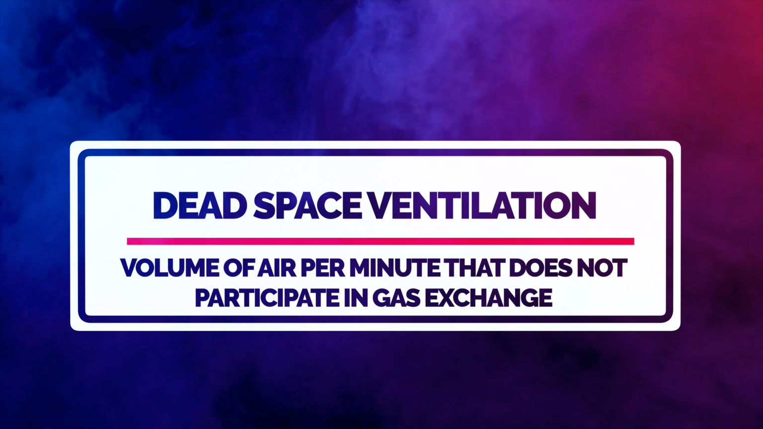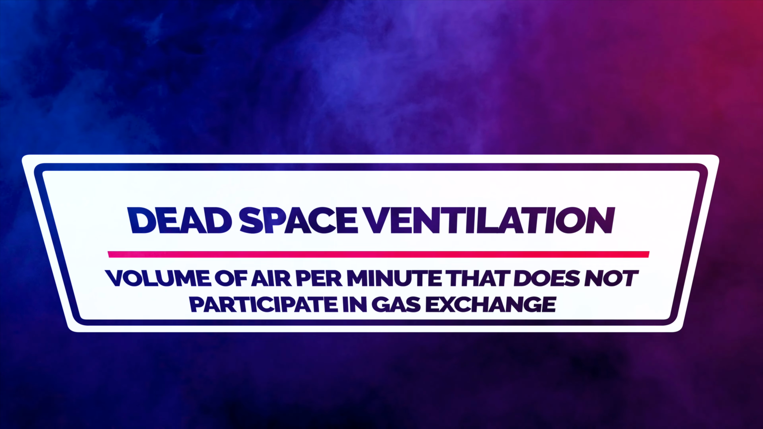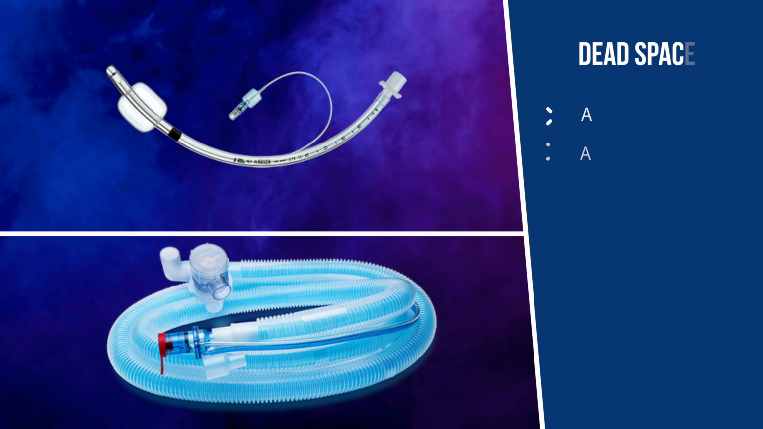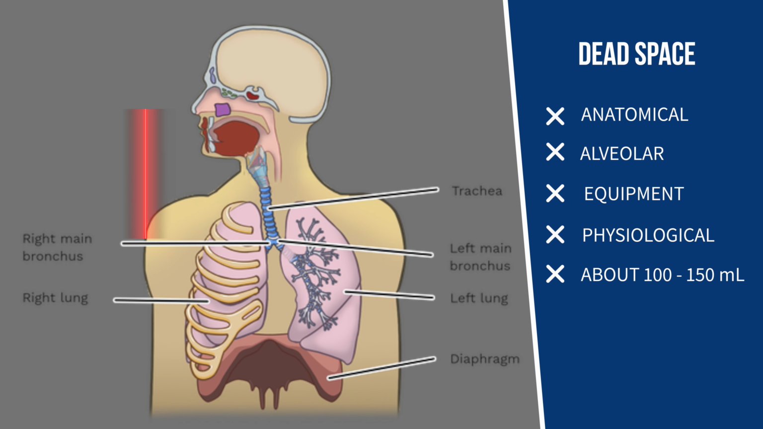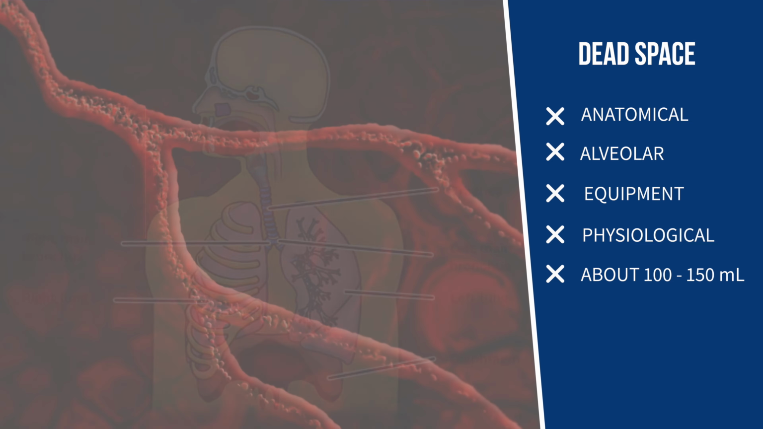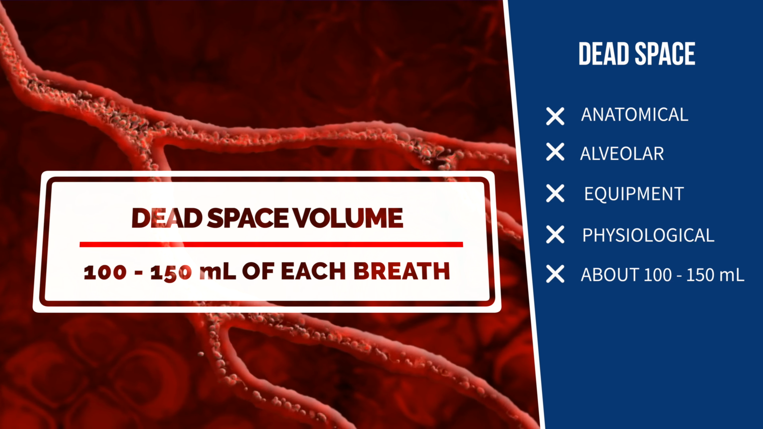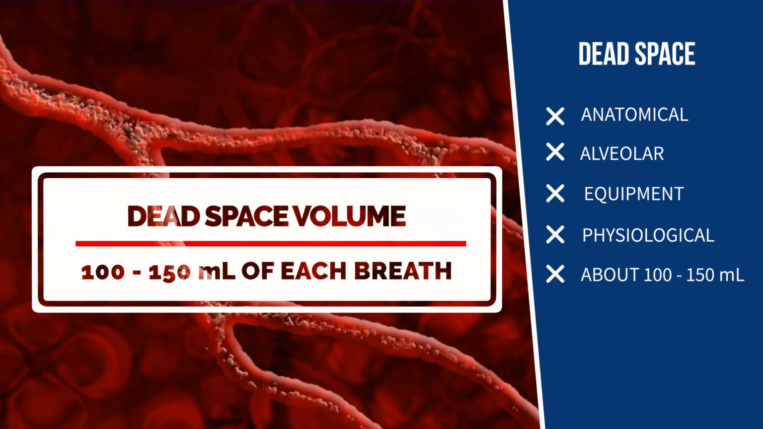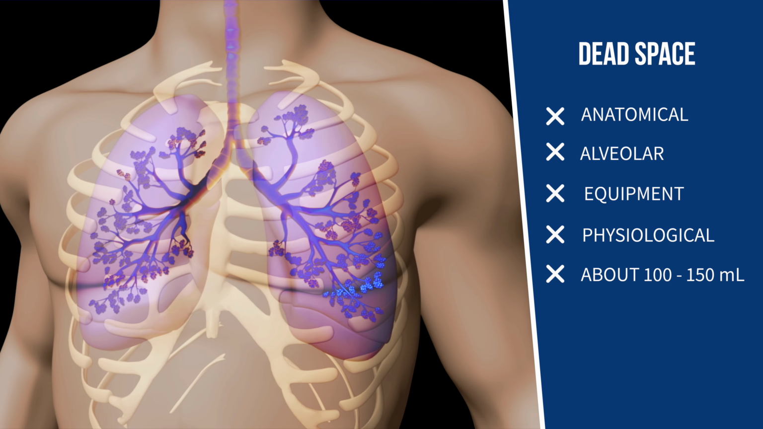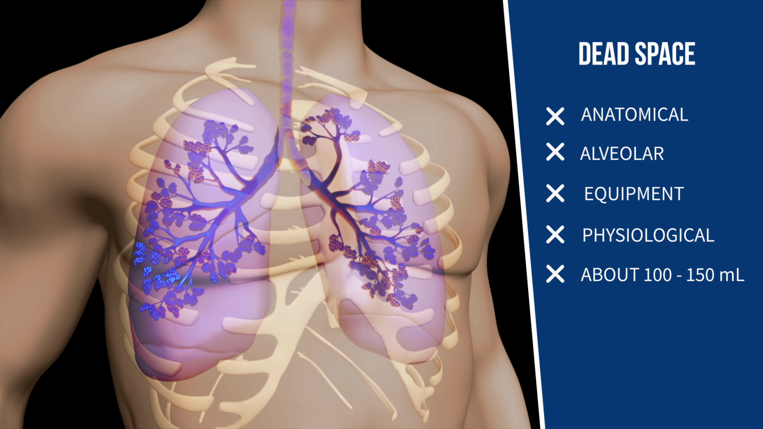Ventilation dead space refers to the volume of air per minute that does not take part in gas exchange. Ventilation dead space hides in the ventilator circuit, connected equipment, upper airways, and any non-perfused alveoli where gas is present but the blood supply is inadequate. Depending on who you ask, dead space volume equals about 100 to 150 milliliters of gas that does not interact with the alveoli with each breath.